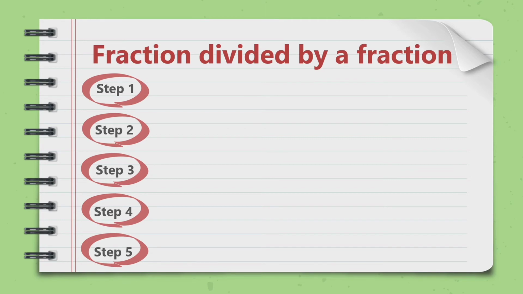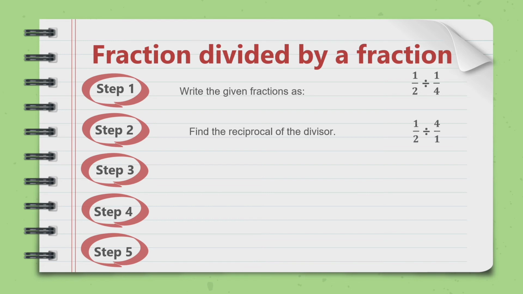Fraction divided by a fraction. Write the given fractions as 1 over 2 divided by 1 over 4. These are the given fractions, or the given problem. Step 2, find the reciprocal of the divisor. Reciprocal means we have to switch the numerator and the denominator. So let's just switch the divisor. 1 over 2, and from 1 over 4 it becomes 4 over 1.